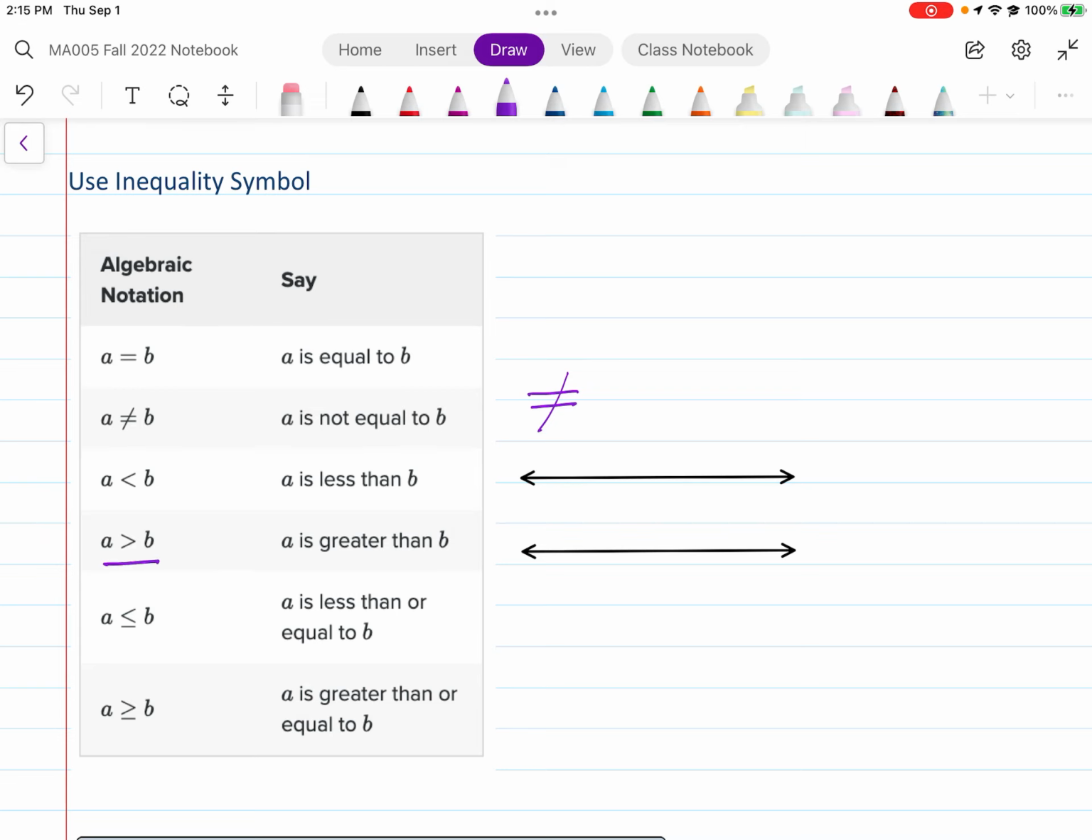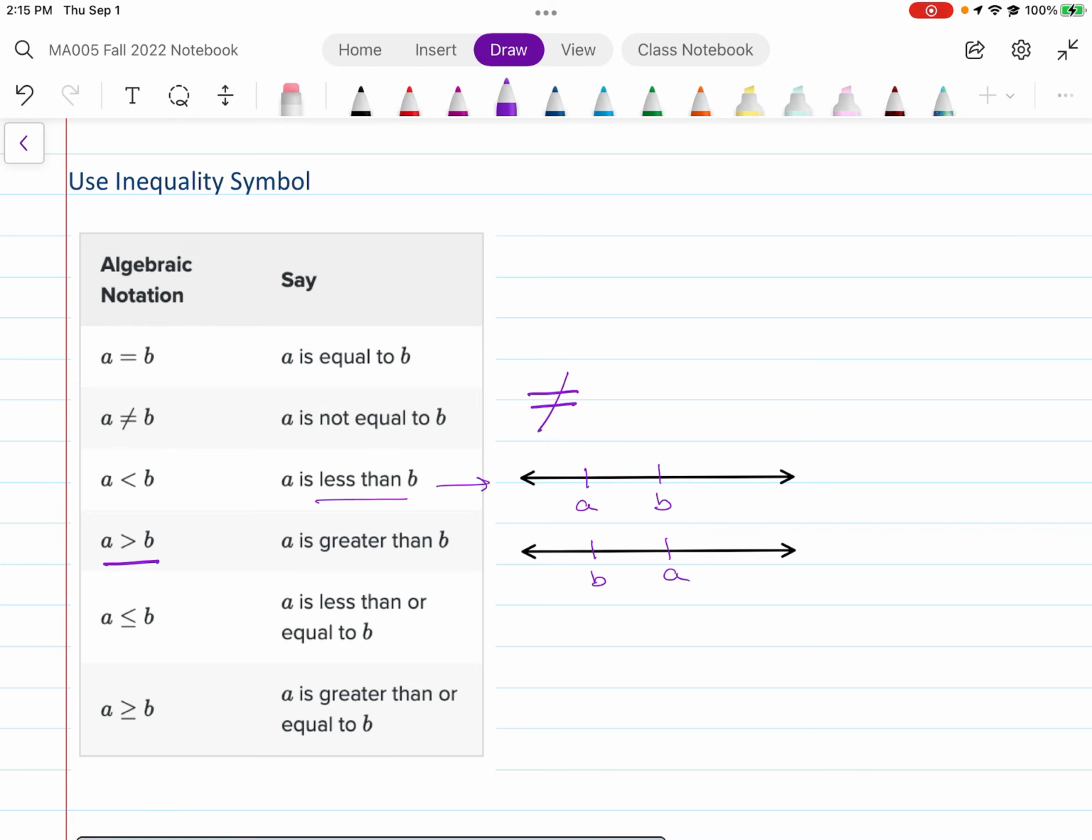The next one, A is greater than B. If A is less than B, let's look at this one right here. A is on the number line, then B is over here. A is less than B. Whereas A is greater than B, we would have B here, and A is over to the right. So remember, on the number line, going to the right means it's getting bigger.